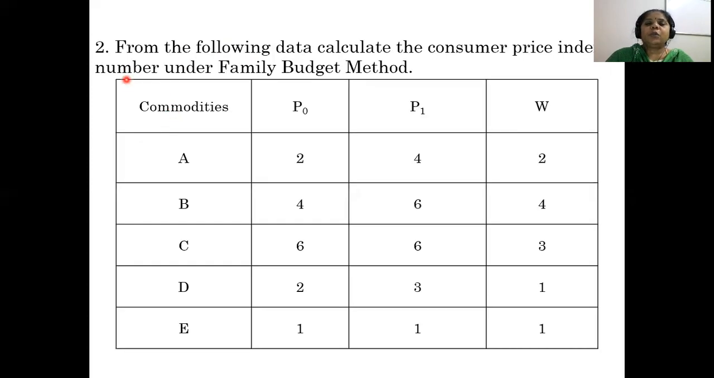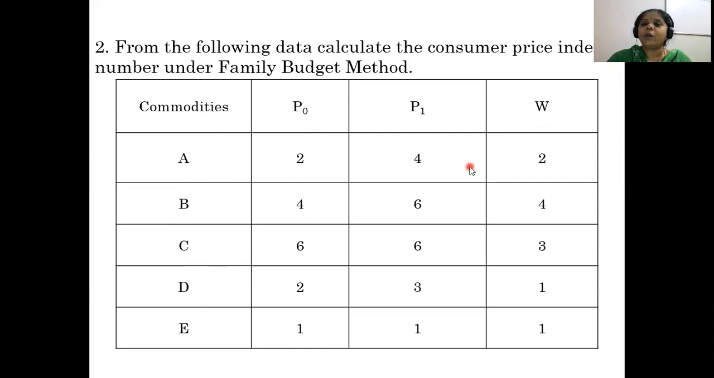Okay, so see here, from the following data, calculate the consumer price index number under the family budget method. If the problem is like this, you have to see the commodities given: A, B, C, D, E, five commodities. P0 is given, P1 is given, and W is also given in the problem itself. See, P0, P1. So what do we require? P1 by P0, we get P, the price relative. W is given in the problem.